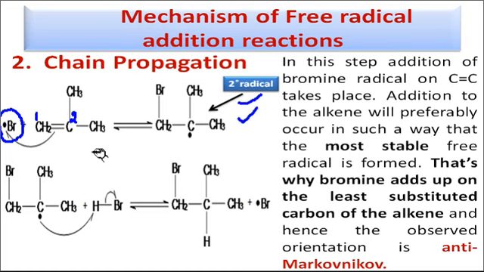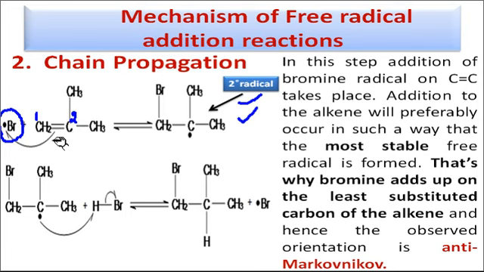While if the bromine attacks the C2 carbon atom, this results in the formation of a primary free radical. And we know secondary radicals are more stable than primary free radicals. Therefore, bromine always attacks the carbon atom which contains the higher number of hydrogen atoms, because this type of attack leads to the formation of the more stable free radical.